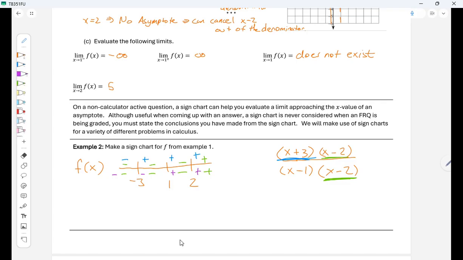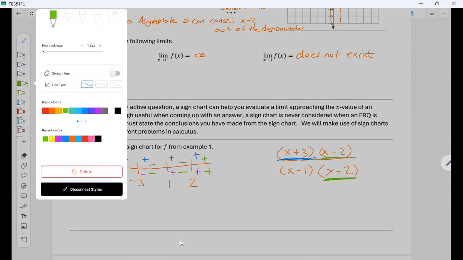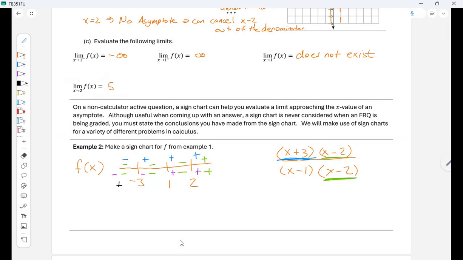And for a different color, I don't have black. Black. All right. After the -3, I have 3 negatives and a positive. So now I'm going to end up negative. Between 1 and 2, I have 2 positives and 2 negatives. So my overall result when I multiply and divide will be positive. And after 2, I will also be positive.